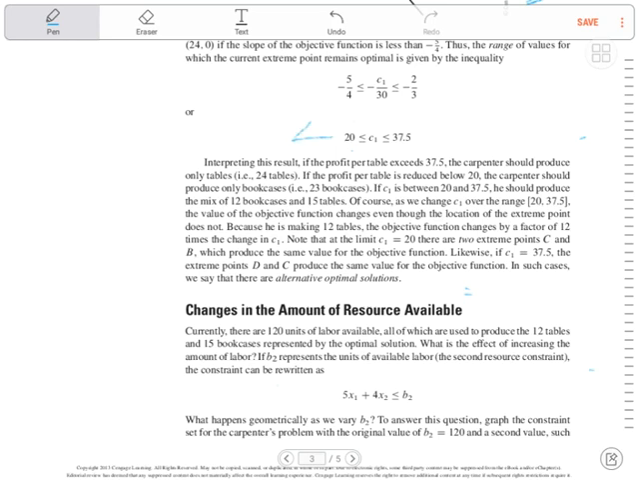Beyond 20, what will the carpenter do? That is clear. Beyond 37.5, what will the carpenter do? That is clear. Within this range, that is also clear. At 20 and at 37.5, that is also clear. So the entire analysis ends here for changing the profit per table in the problem which was done before. Let us stop here. In the next instance we will discuss the change in the amount of resource available.